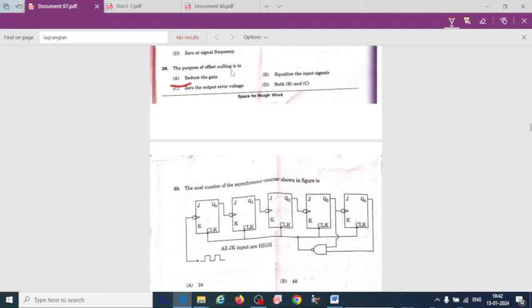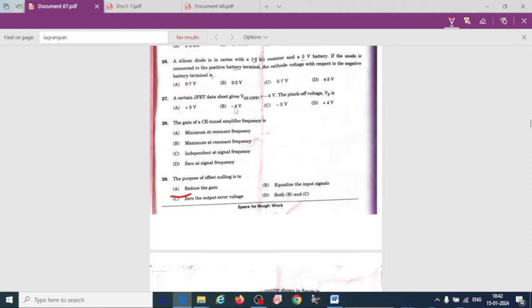The purpose of offset nulling is here to reduce the gain, equalize the input signal, both B and C. So it is related to the output. We must get output voltage of 0. So the option C among these options is correct.